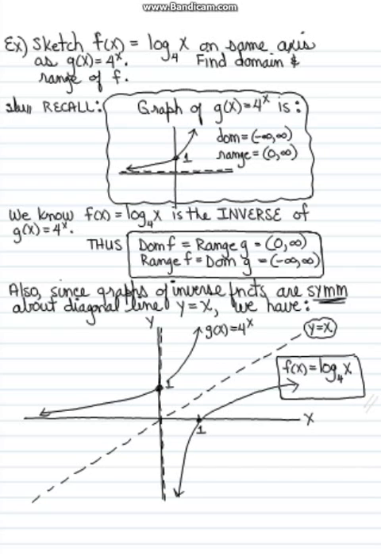If you look at this picture, you can see that this is a reflection about the line y equals x, the dotted line. We get the same basic graph on both sides of that dotted line. So knowing how to draw one should show us how to draw the other.